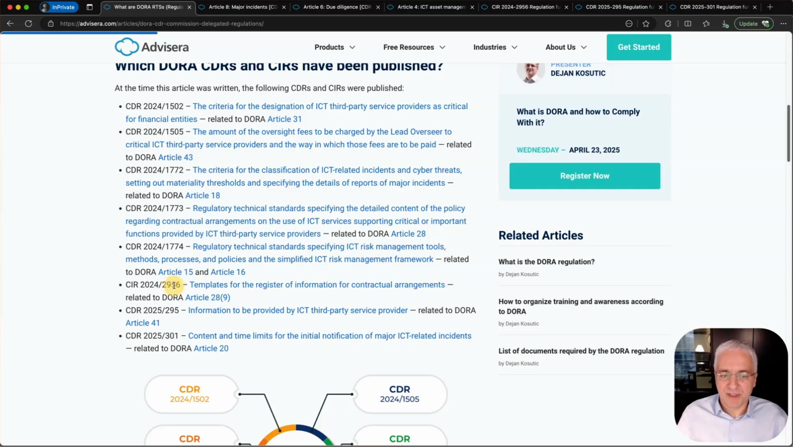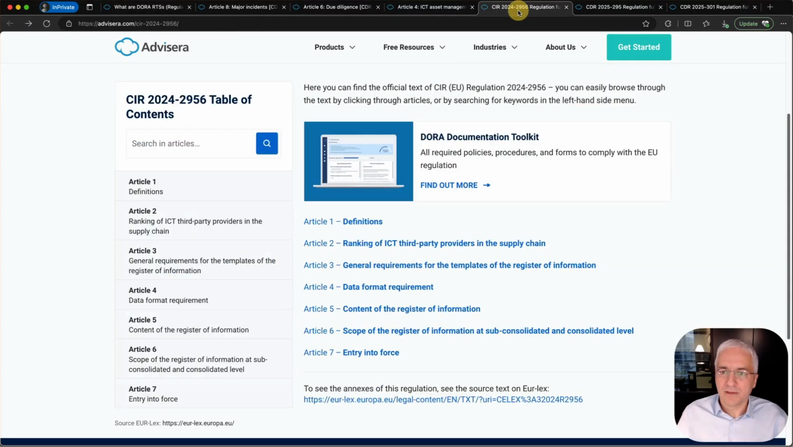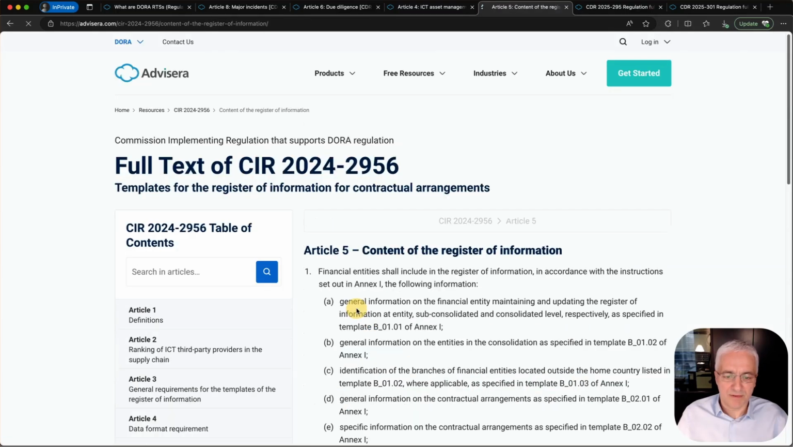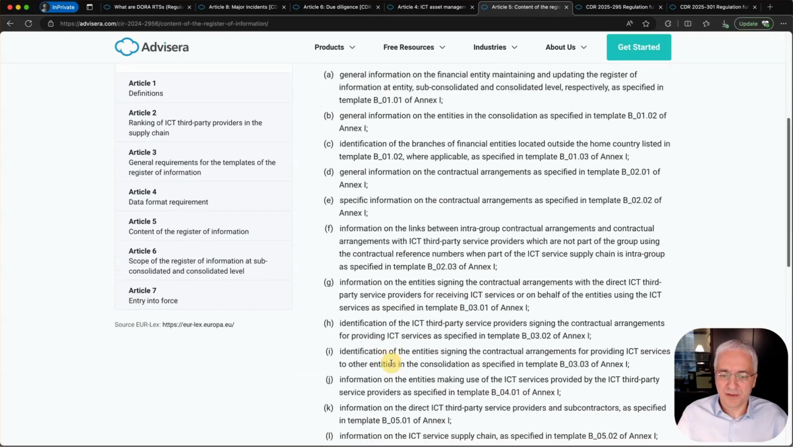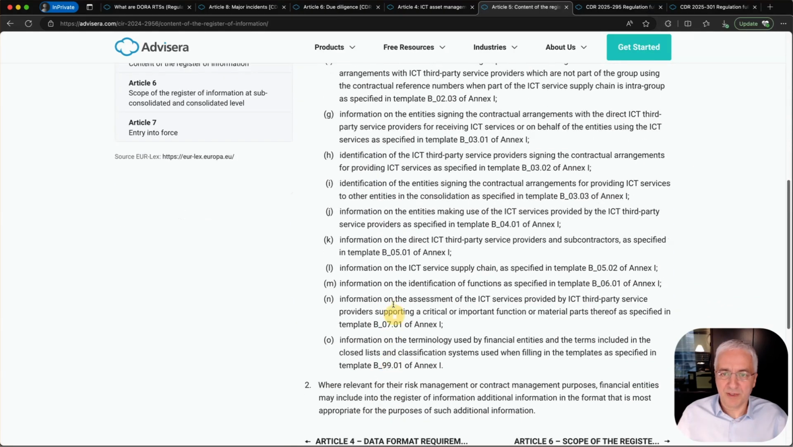Okay, then there is this CIR 2024-2956. It specifies this register of information for contractual requirements. Let's take a look at this one. So for example, 7 articles. Let's take a look at Article 5. So here you can see the content of this register of information. So here you have a detailed specification on what needs to be included.